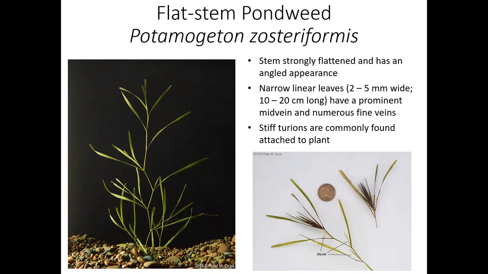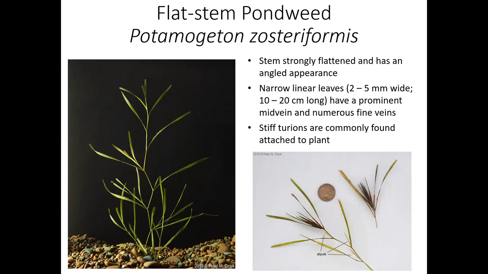The leaves of flat-stem pondweed are relatively narrow, only 2 to 5 millimeters wide. They have a very prominent midvein that runs down the center of the leaf. They also have very numerous fine veins, and you may even need a hand lens to see all these other veins that surround that prominent midvein.